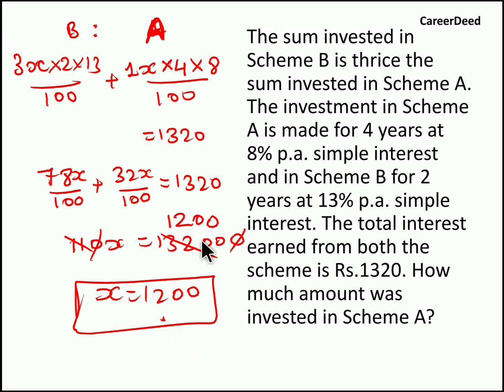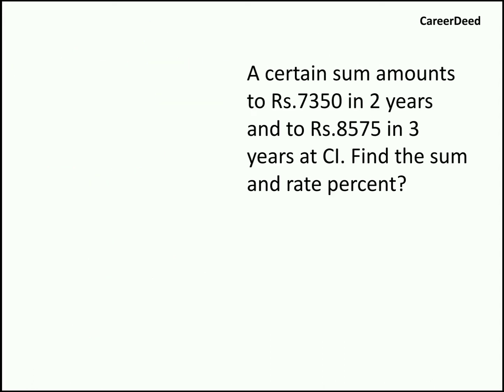If they ask you to find how much he invested in scheme B, just multiply this 1200 with 3 parts, because he invested 3 parts in scheme B, right? So 3 into 1200, it is 3600. For this question, answer is 1200 rupees. Now moving to our sixth question.